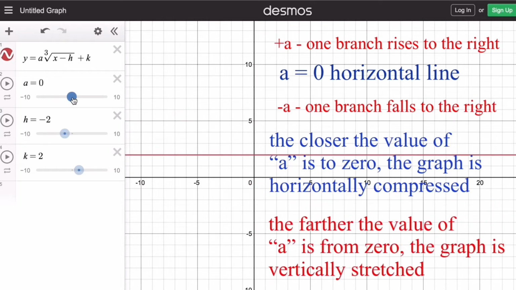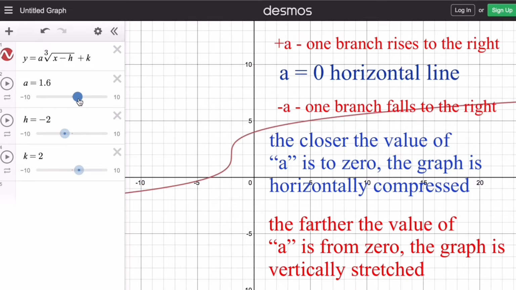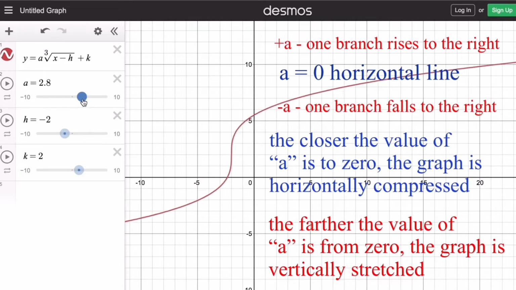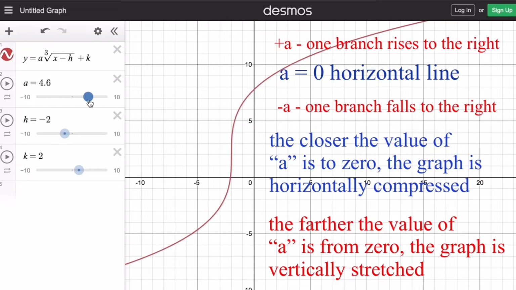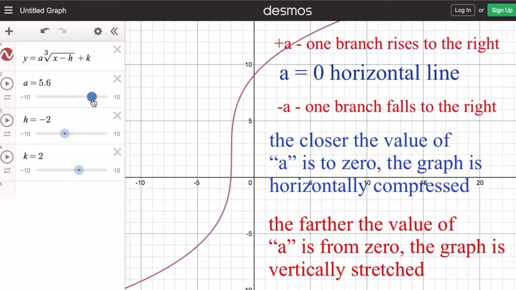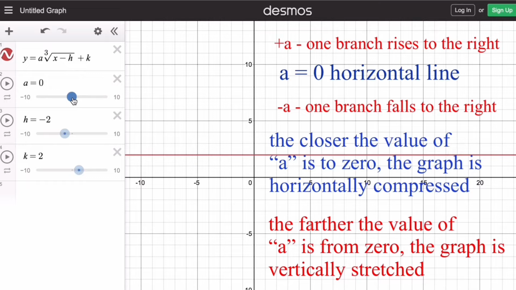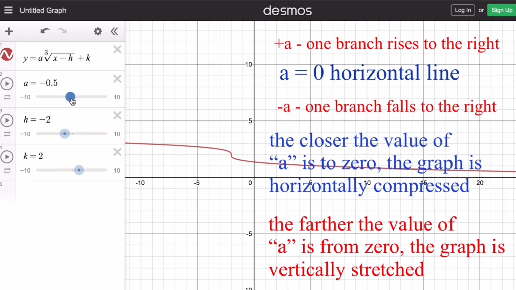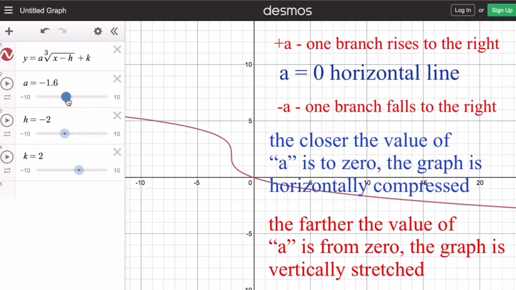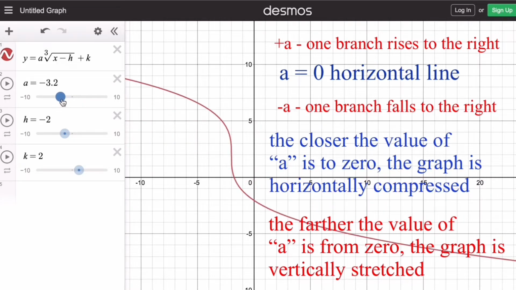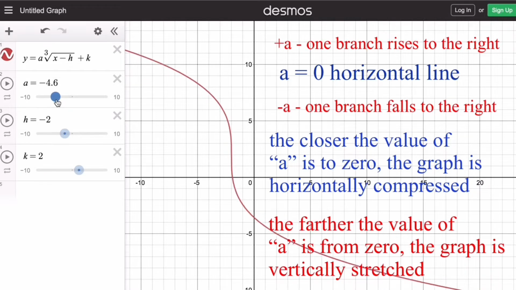Again, the farther the value of a is from 0, the more the graph is vertically stretched, and its shape becomes more vertical. The same is true going from 0 toward negative 10.